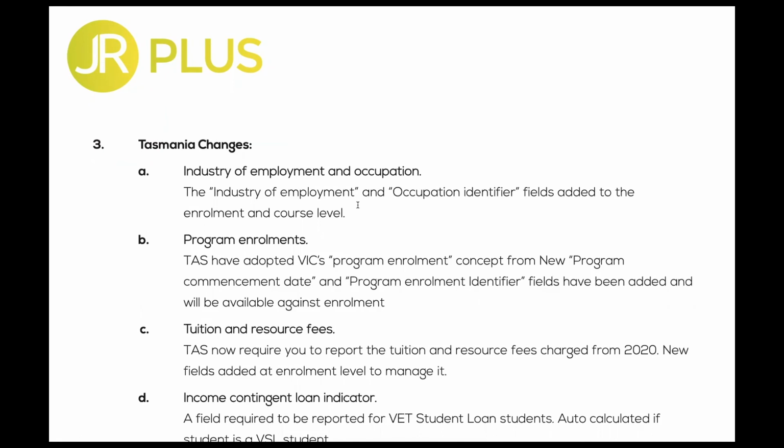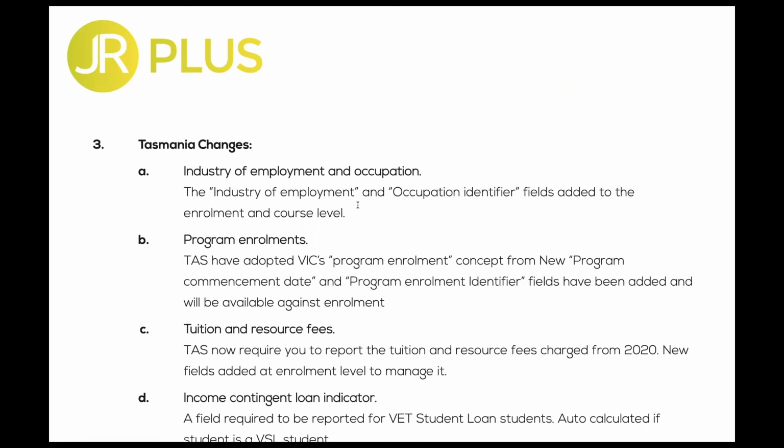The second one is program enrollments. So again, TAS has pretty much adopted what Victoria does. They've added the program commencement date and program enrollment identifier fields against an enrollment. When you try to report any batch, these two fields are automatically created or populated based on the data. But these are completely editable fields. If you need, you can go to the enrollment and change them when you want.